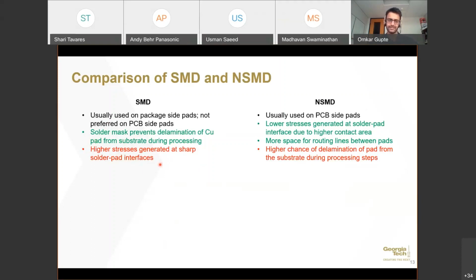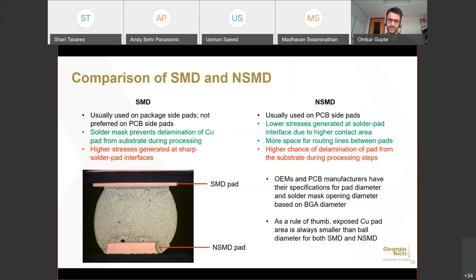In the SMD case, higher stresses are generated at the sharp solder to pad interface, whereas in NSMD, since there is no covering of the solder mask on the pad, there is a high chance of delamination of the pad from the substrate during the processing steps. So looking at a cross section of an actual BGA, this is what an SMD type pad would look like and what an NSMD type pad would look like.